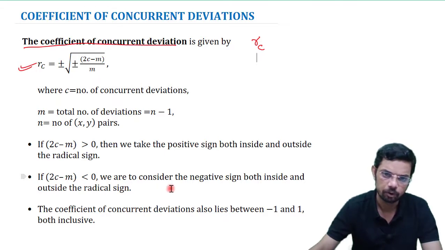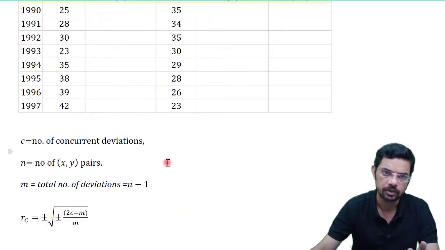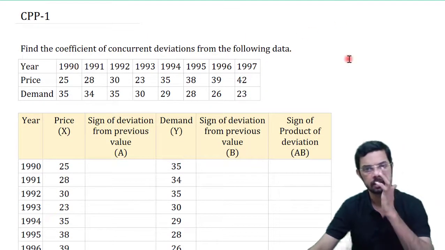Okay, well, there is only one property: the value of concurrent deviation also lies between minus 1 and 1, both inclusive. It can have minus 1 as a value or 1 as a value also, and between 1 and minus 1 also. Okay, now let us consider one more problem, how to find out the coefficient of concurrent deviations.